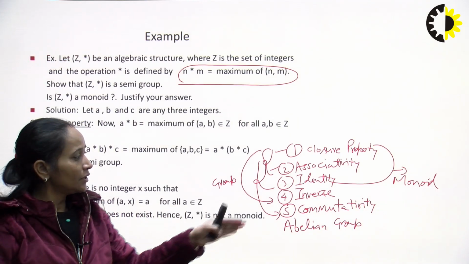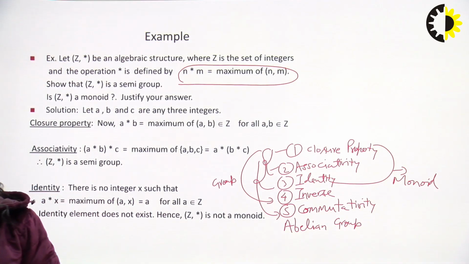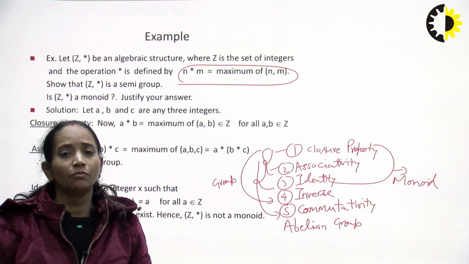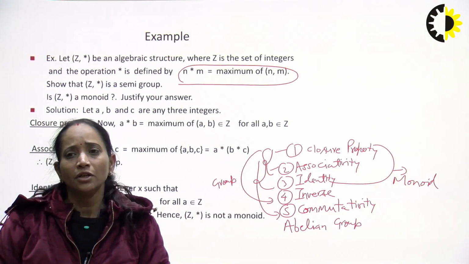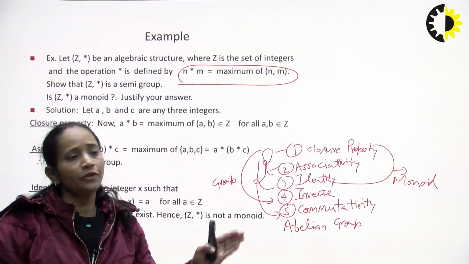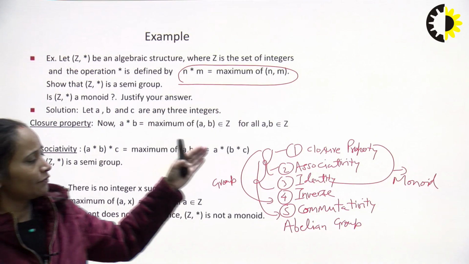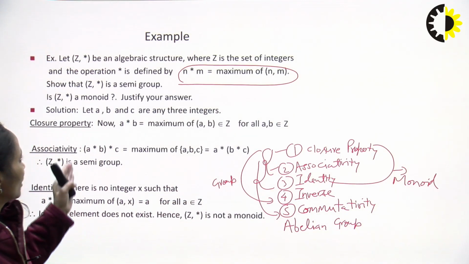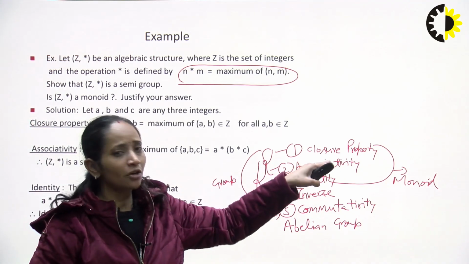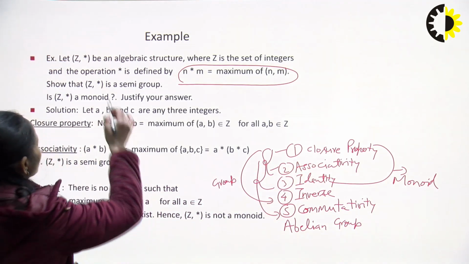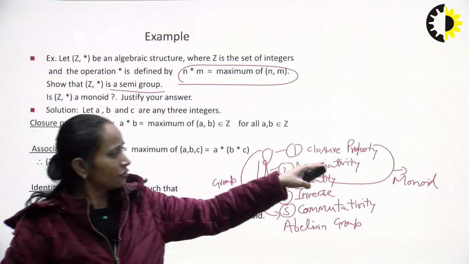What is a semi group? We have to check closure property and associativity. If both these properties exist, then it is a semi group. What is a monoid? If closure property, associativity and identity exist, then it is a monoid. So for a semi group we check the first and second property, and for a monoid the first, second and third, according to the question, and justify the answer. First we check the closure property, because the question asks whether it is a semi group or not.